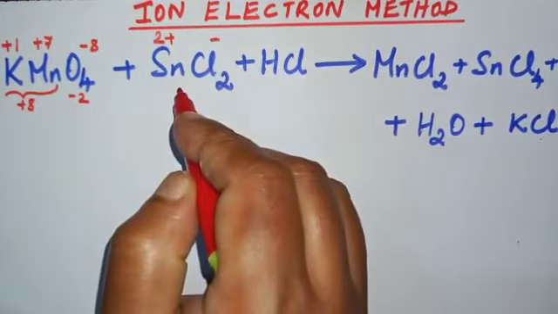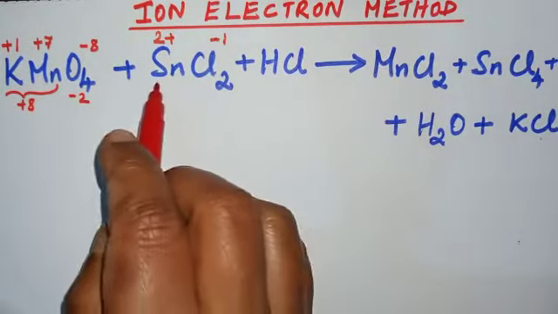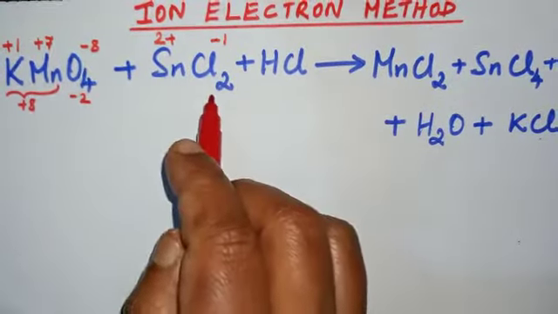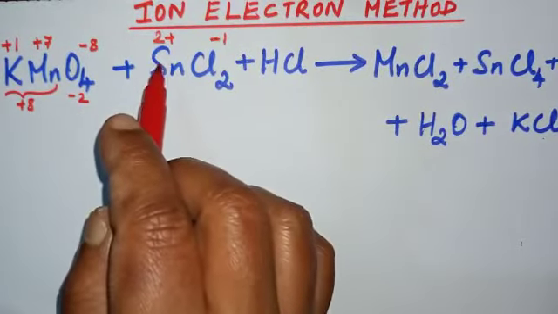Okay, then tin, how many atoms? Only 1, so I just put it here. That's it. So the oxidation number for tin is +2 and for chlorine it is -1. This 2 can be written here or here, whichever, it is not going to be wrong.